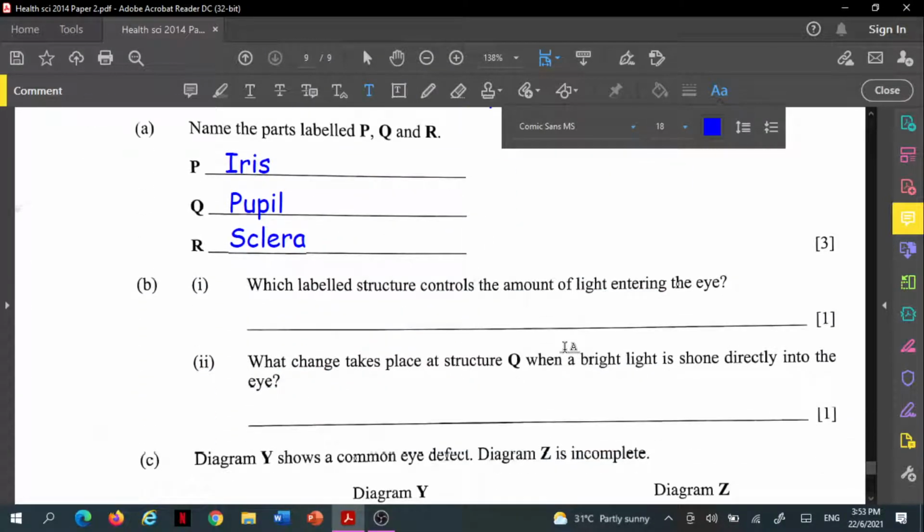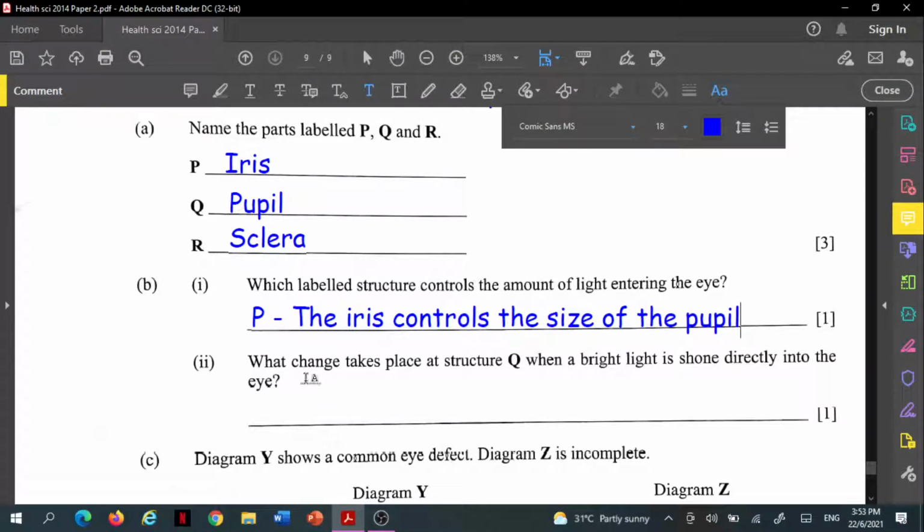So let's go to this. Which labeled structure? We say structure P, and this is called the iris. I'm going to make a note of that. It is the iris, but it asks for which labeled structure, so it's P. I also want to make a note right here, just to help you out a bit. If you go in exam, you should see this. The iris controls the size of the pupil, and by doing so, the iris will control the amount of light entering the eye.